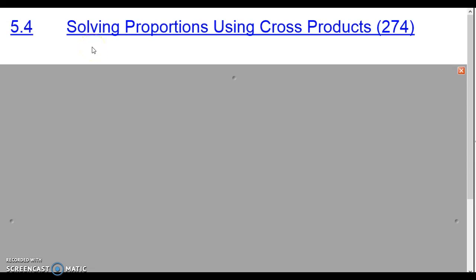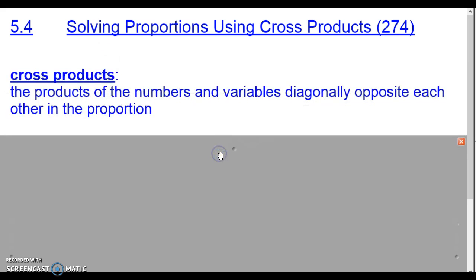Lesson 5.4, solving proportions using cross products. So we've been working with solving proportions, both using tape diagrams and algebra. And so today I'm going to teach you guys a little trick, which should be beneficial when you are doing these lessons. So let's look at what a cross product is.